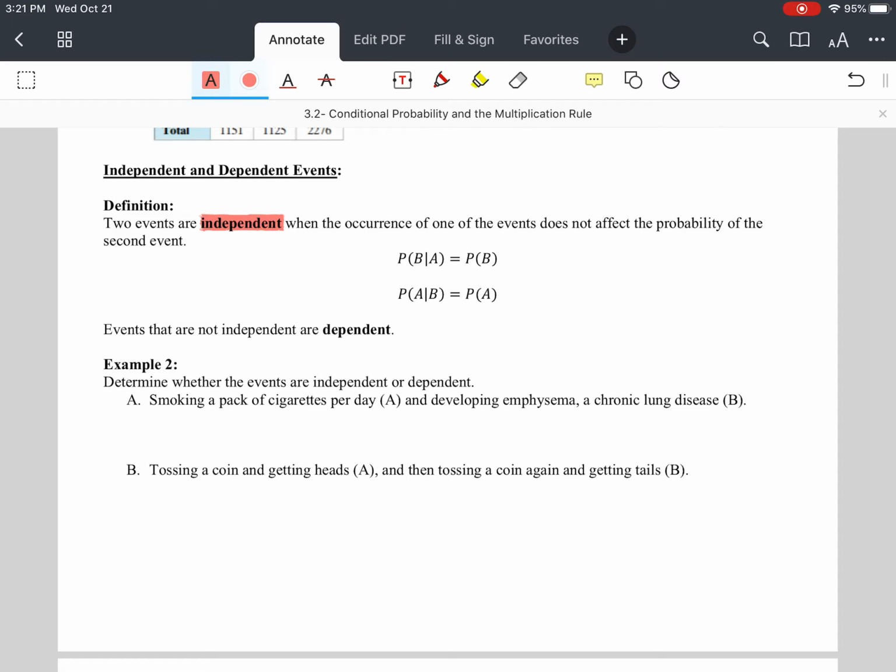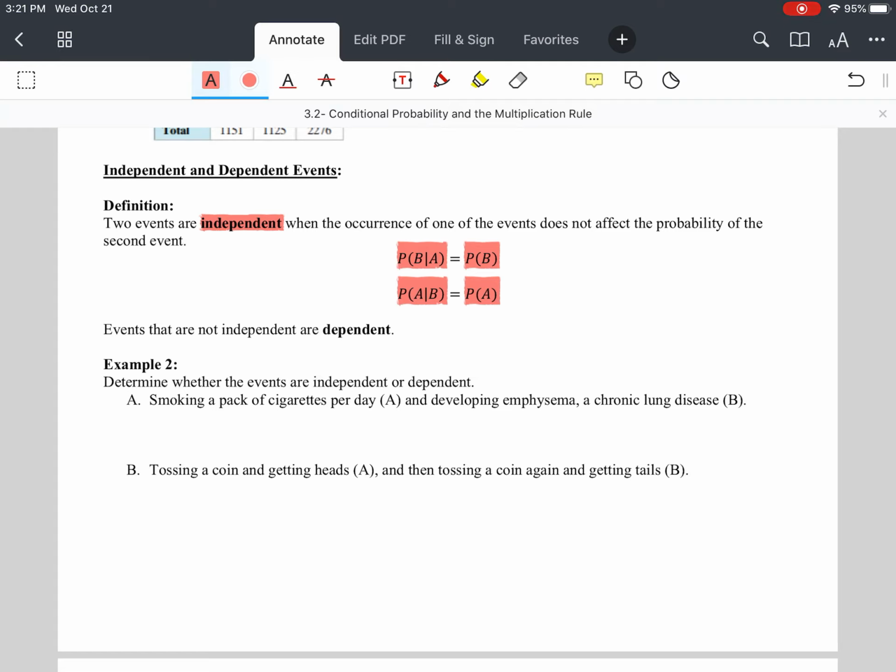Two events are independent when the occurrence of one event does not affect at all the probability of the second event happening. The way we can show this is that the probability of B, given that A has already happened, is equal to the probability of B. And same thing with the reverse. The probability of A, given that B has already happened, because they're independent, is equal to the probability of A.